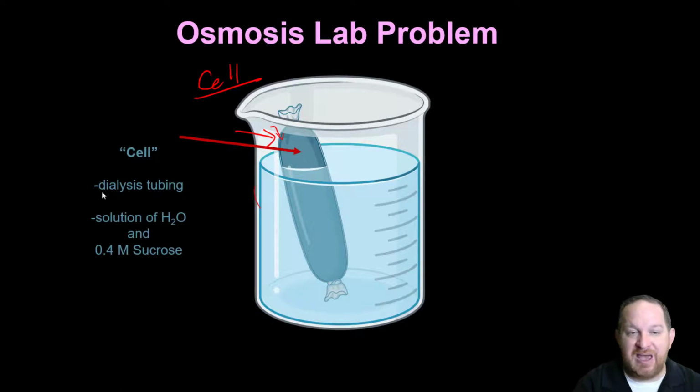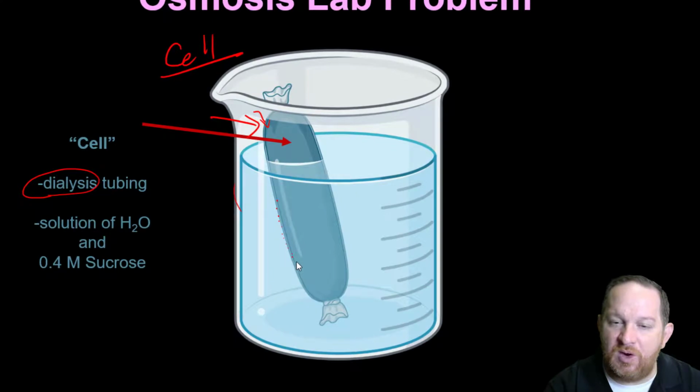Well, a lot of times in the lab we'll use something called dialysis tubing, right? Dialysis tubing they use for patients that are on dialysis, and it's got these tiny small little holes in the membrane, right? So water can move back and forth, in and out, in and out. So dialysis tubing makes a good membrane, okay?